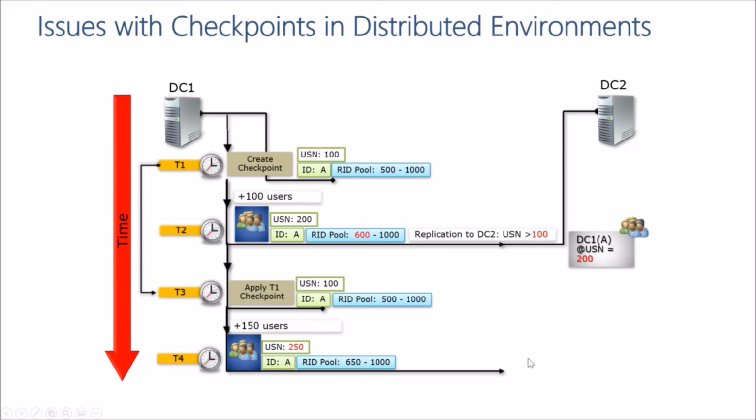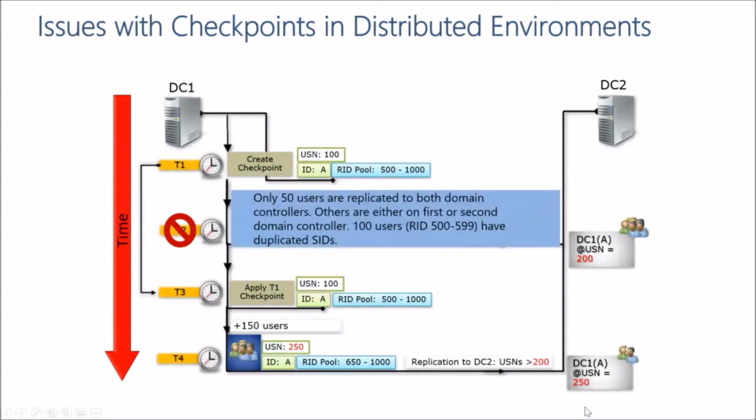So when it comes to replicate, oops, problem. Only 50 users are replicated. Others are either in the first or second domain controller. Okay, they're not in both, so you go out of sync.